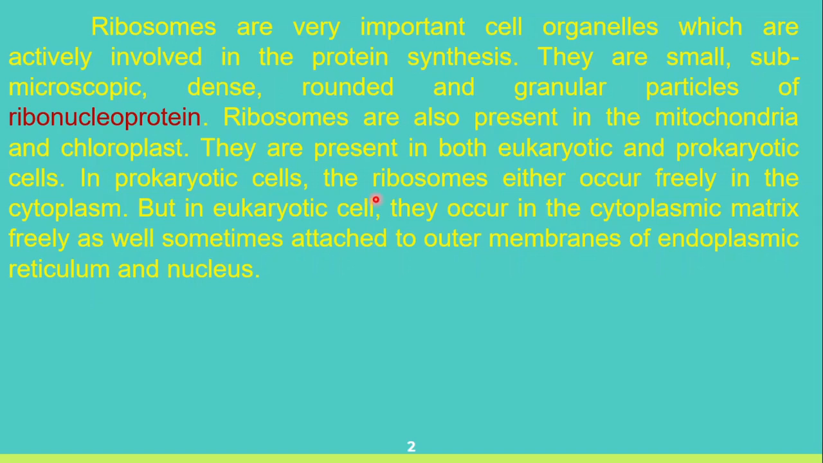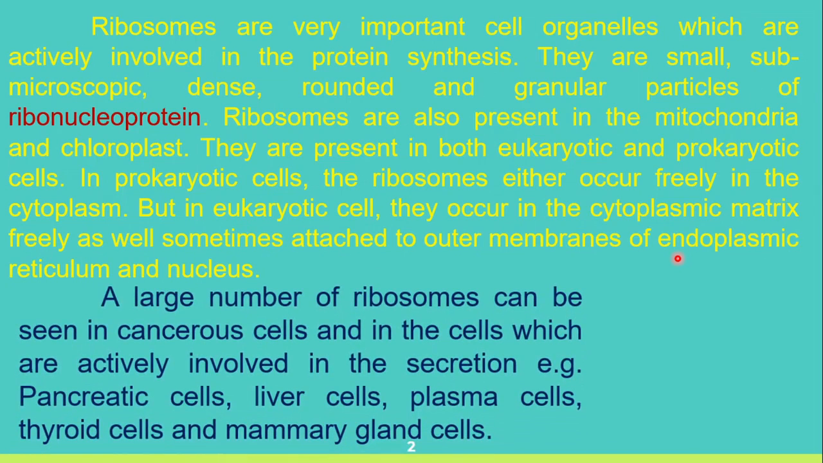In prokaryotic cells, the ribosomes occur freely in the cytoplasm, but in eukaryotic cells they occur in the cytoplasmic matrix freely as well as sometimes attached to the outer membranes of the endoplasmic reticulum and nucleus. A large number of ribosomes can be seen in cancerous cells and in cells which are actively involved in the secretion of different types of hormones. For example, pancreatic cells, liver cells, plasma cells, thyroid cells and mammary gland cells. So ribosomes are present abundantly in these types of cells.